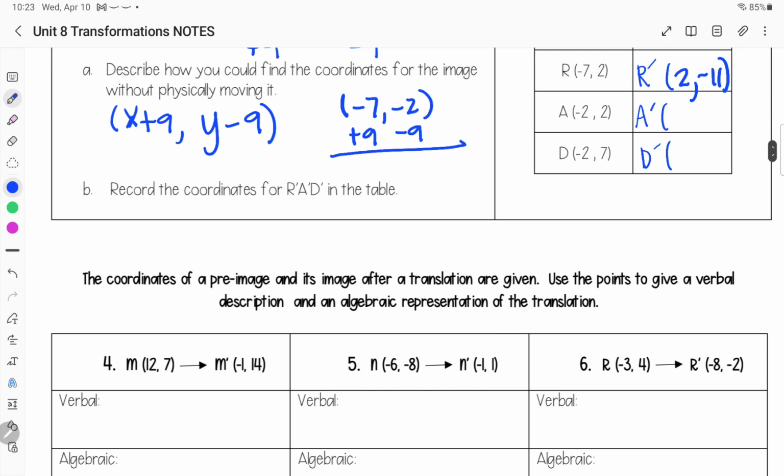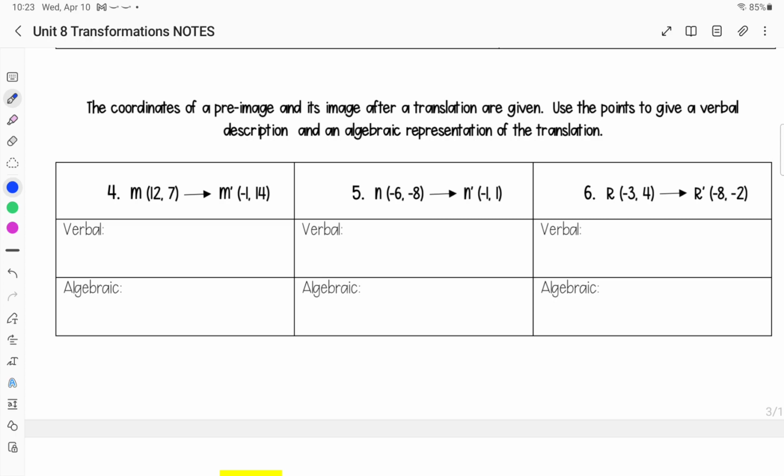All right, the last thing you're going to have to do is you're going to be given some things that look like this, and they're going to want you to write the rule for it. So I'm going to show you how to do it. It says the coordinates of a pre-image before movement, image after movement, are given. Use the points to give a verbal description and an algebraic representation of the translation.